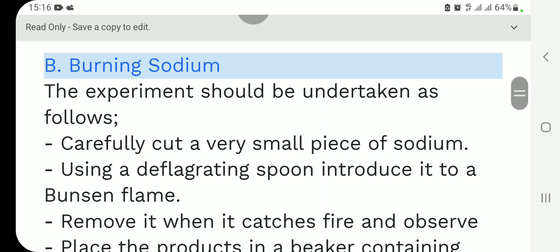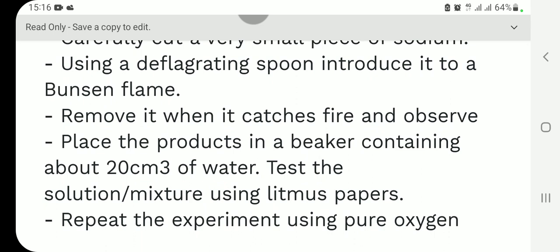Next, we are going to burn sodium. Sodium is a metal, just as magnesium, as we have seen. So carefully cut a small piece of sodium. Use a deflagrating spoon to introduce it into a Bunsen burner flame. Remove it when it catches flame. Then put it in a beaker and add 20 cubic centimeters of water. Then test if it's acidic or basic using the litmus paper. Repeat it using pure oxygen.